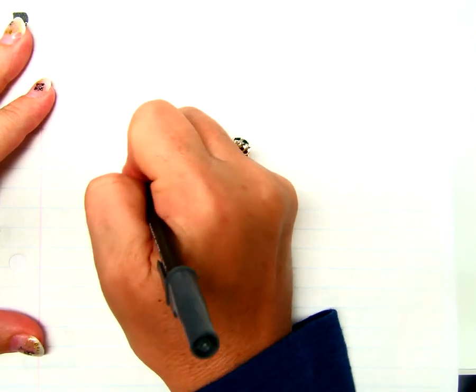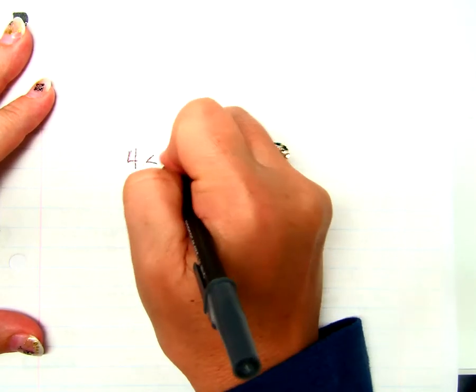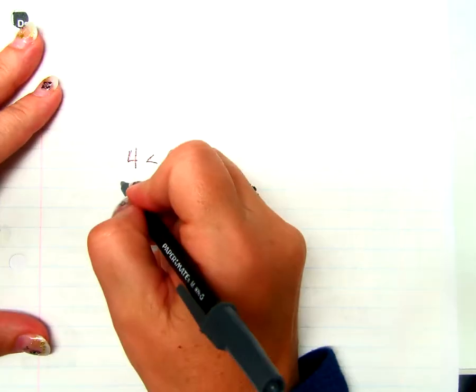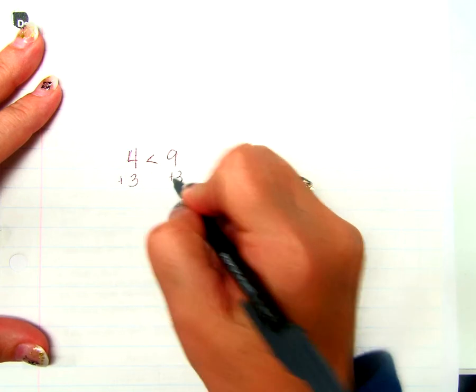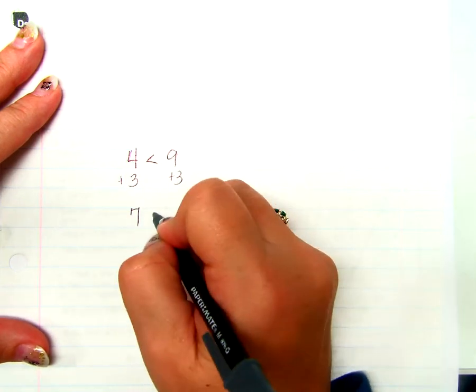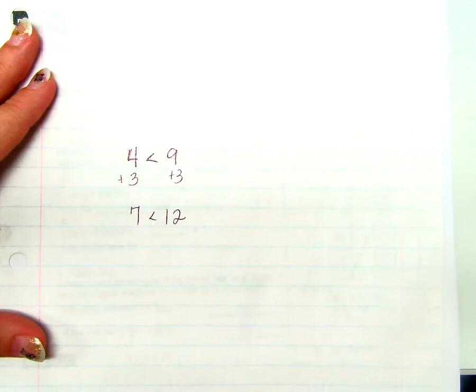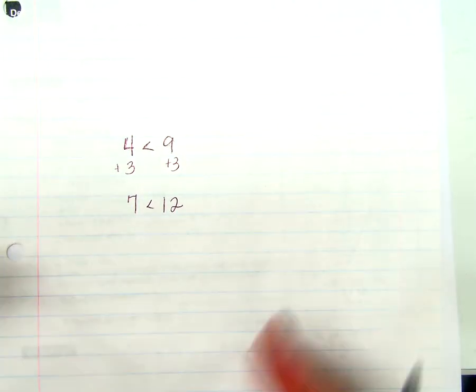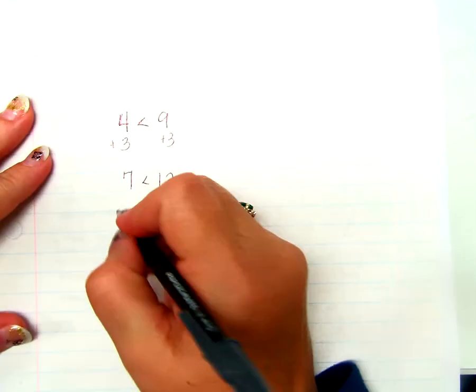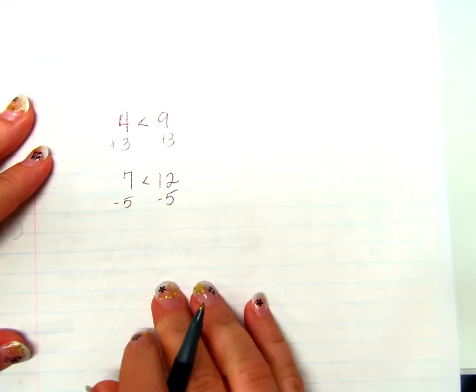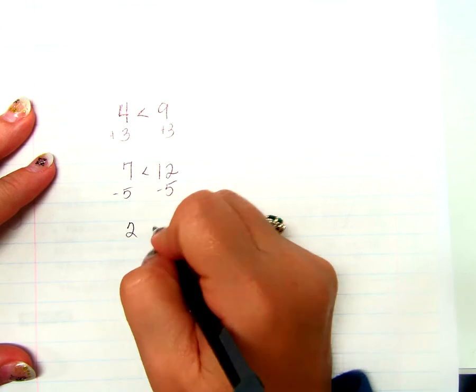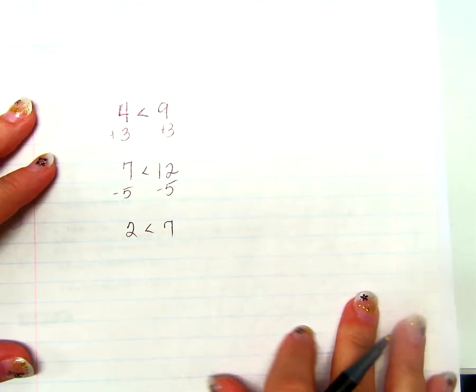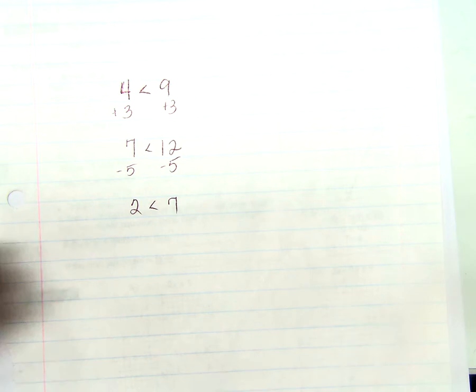4 is less than 9. Do you agree with that statement? Okay. What if I add 3 to both sides? I get 7 is less than 12. Is that still a true statement? So if I add something to both sides, that doesn't change the value of the statement, does it? Well, what if I subtract 5? Is 2 less than 7? Is that still a true statement? So subtracting something from both sides doesn't change the value, right?